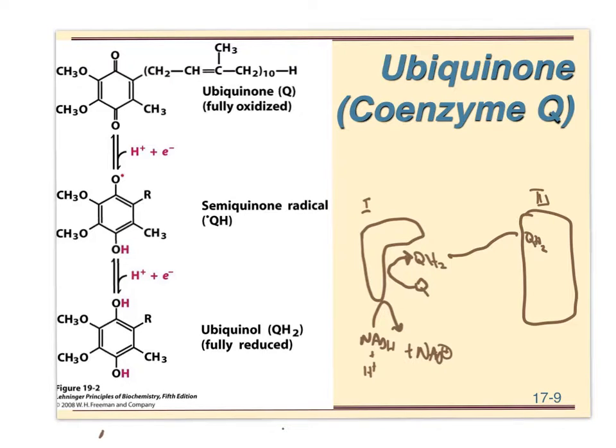It's much more complicated than what I would draw here, but ultimately you're going to get the Q back to go back either to complex 1 or complex 2. I'm not showing it, but complex 2 is similar to complex 1 right there, except it starts with FADH. And it doesn't go all the way through the membrane.